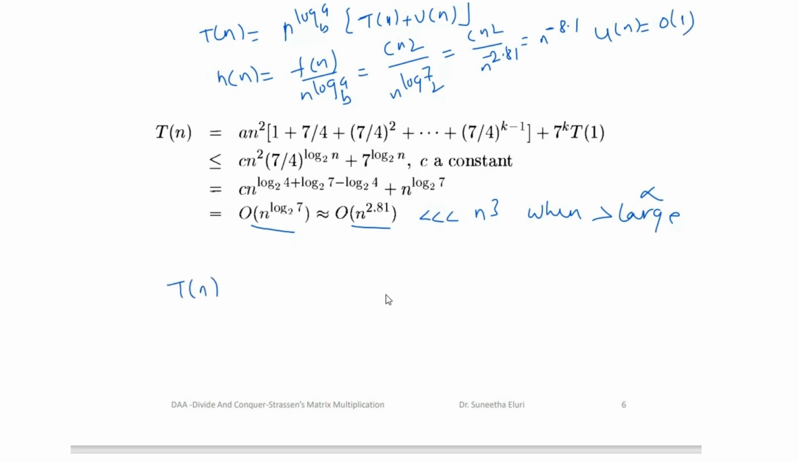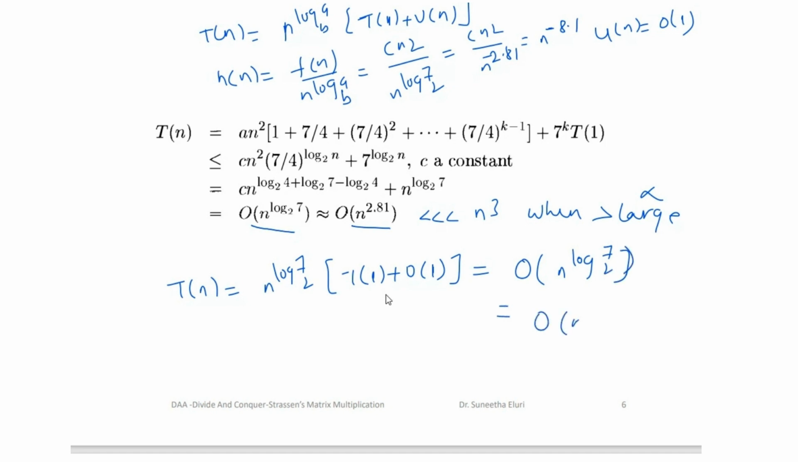So T of n is equal to n power log 7 to the base 2 T of 1 plus order of 1. So which is equal to order of n power log 7 to the base 2, which is equal to order of n power 2.81. So in this way, the time complexity of order of n cube is being reduced. It seems to be a very small difference, but whenever n tends to a very large value, it gives a lot of improvement in the time complexity by the Strassen matrix multiplication.